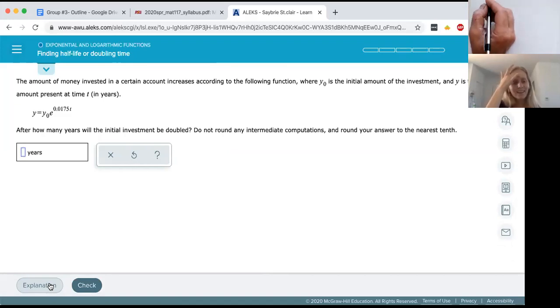Okay. Okay, so they do have to find it. All right, this is... After how many years will it be doubled? So it's not going to be 0.5, it's going to be 2. Yeah. So I'm going to write this 2y0 equal y0 e to the 0.0175t. These are going to cancel. Okay. I'm going to do natural log of 2, equal natural log of this.